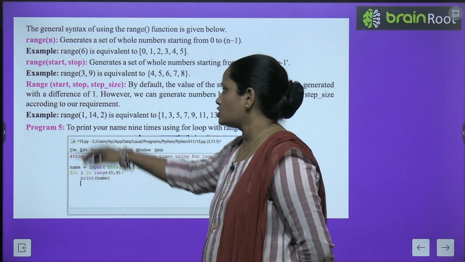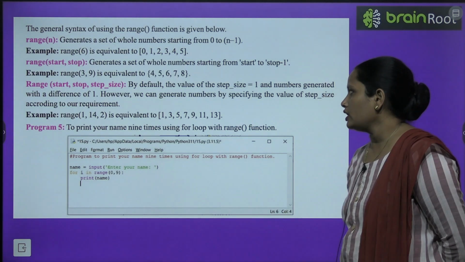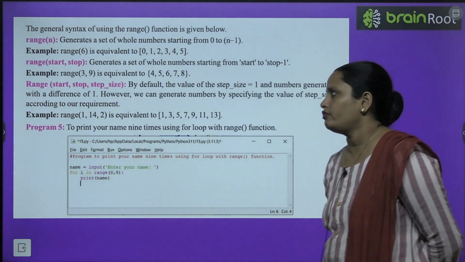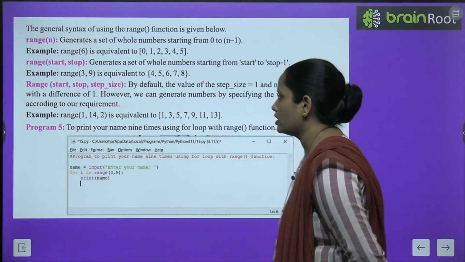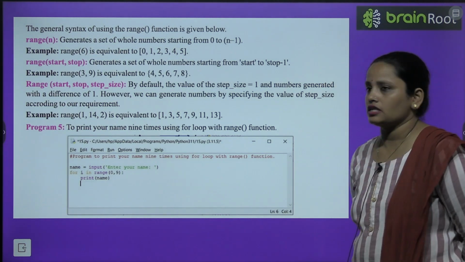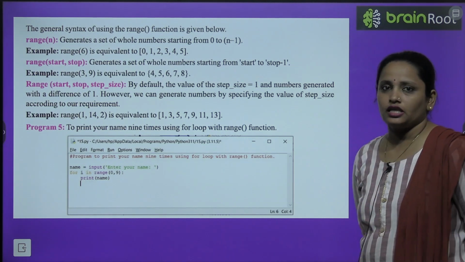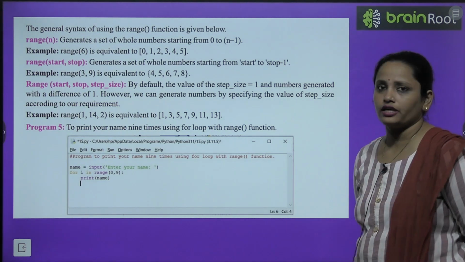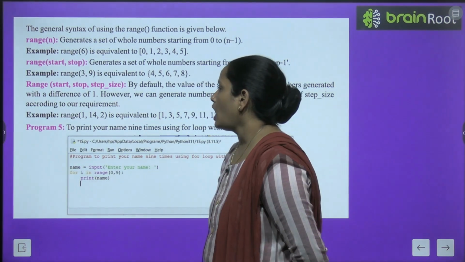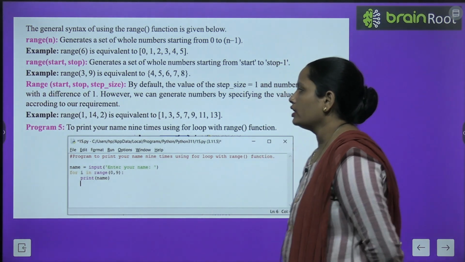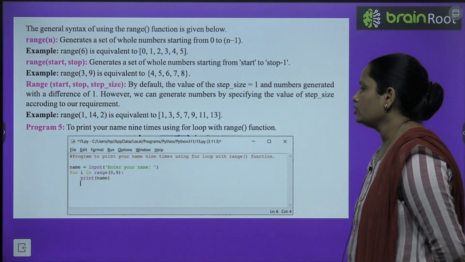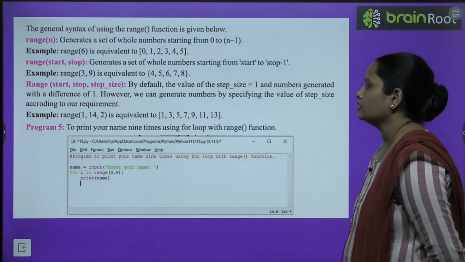नेक्स्ट कम्स रेंज(start, stop, step size). सो बाय डिफॉल्ट द वैल्यू ऑफ द स्टेप साइज इज 1. स्टेप साइज का जो वैल्यू है हमेशा 1 रहता है. एंड द नंबर्स जनरेटेड विद द डिफरेंस ऑफ 1. However, we can generate numbers by specifying the value of step size. हम अपने रिक्वायरमेंट के अकॉर्डिंग स्टेप साइज स्पेसिफाई करके नंबर जनरेट कर सकते हैं. एग्जाम्पल क्या है? रेंज(1, 14, 2) is equivalent to 1, 3, 5, 7, 9, 11, 13.